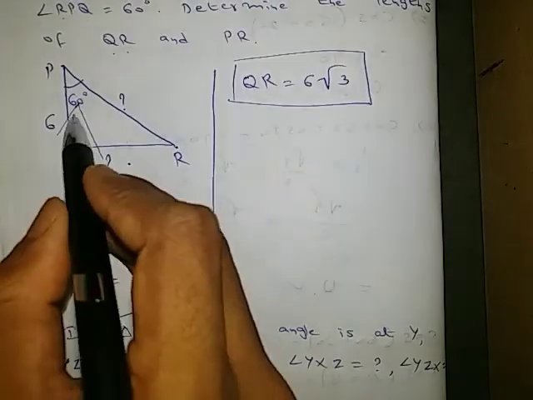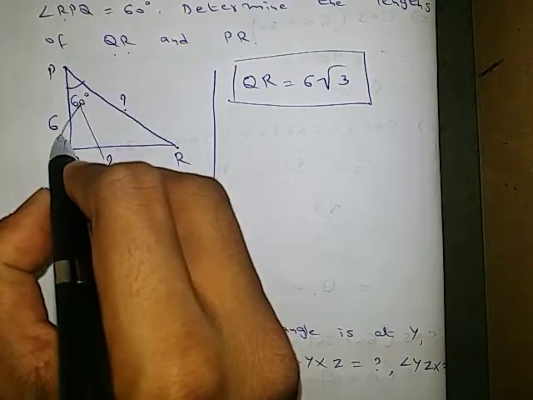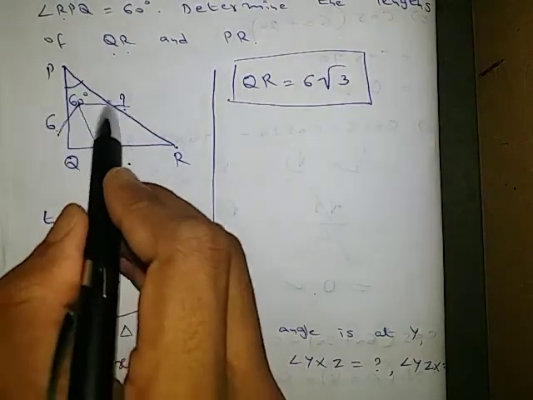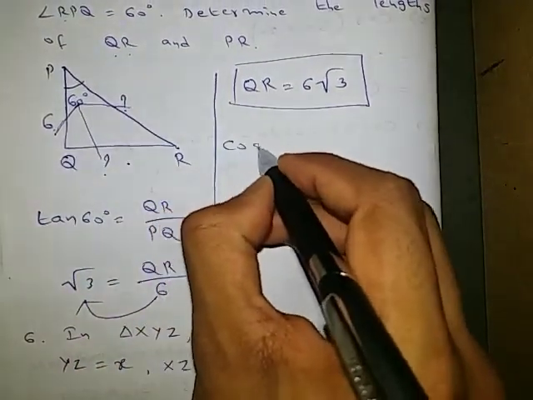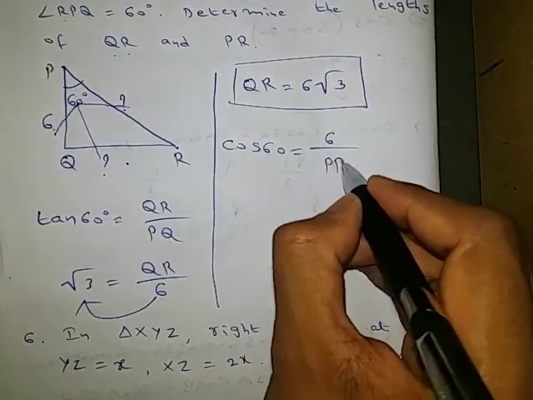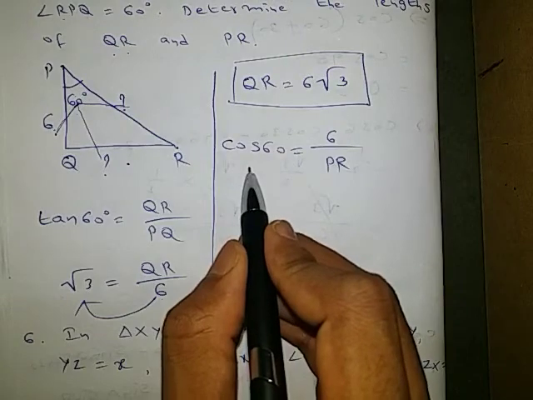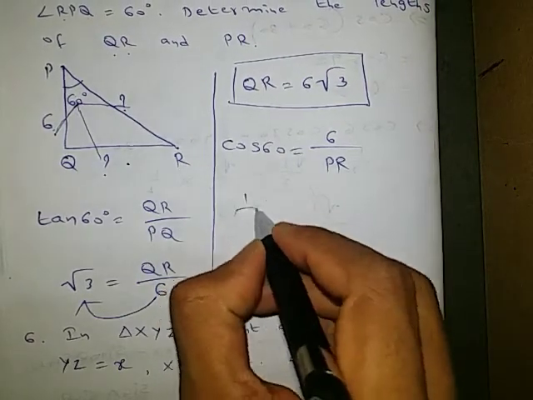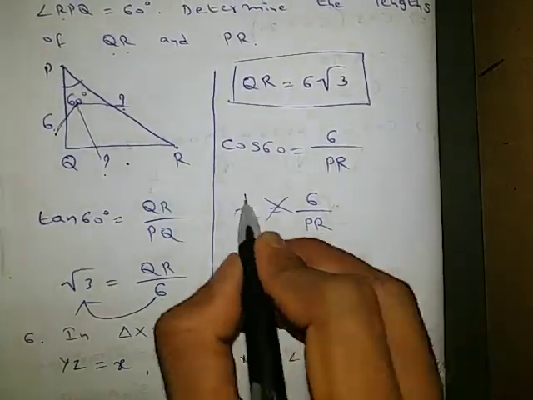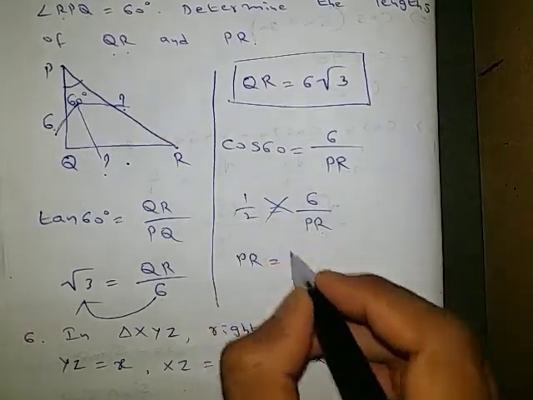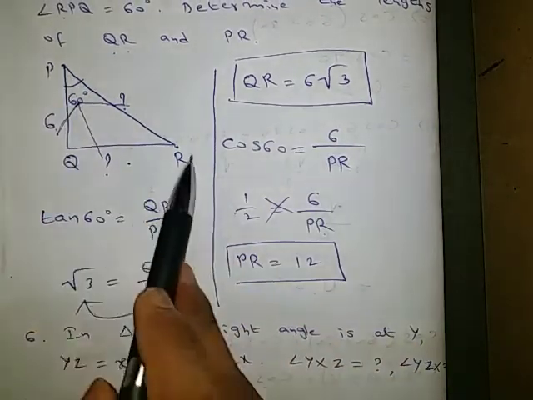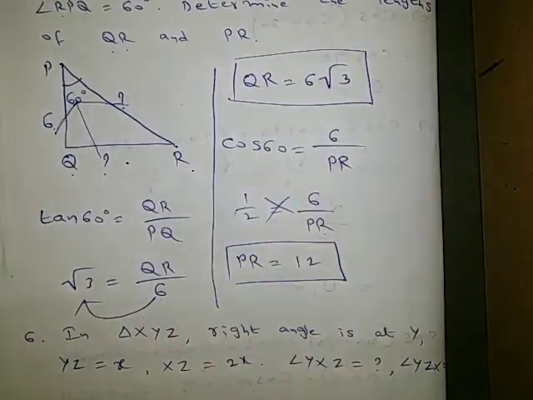Next, again for that 60 degrees, this 6 will become adjacent and this PR will become hypotenuse. Adjacent and hypotenuse, cos. So cos 60 is equal to adjacent, which is 6, by hypotenuse, which we don't know, that is PR. Cos 60 value is 1 by 2, equal to 6 by PR. If we cross multiply, PR into 1, PR is equal to 6 into 2. So PR value is 12. So the hypotenuse is 12 units and QR is 6 times root 3.